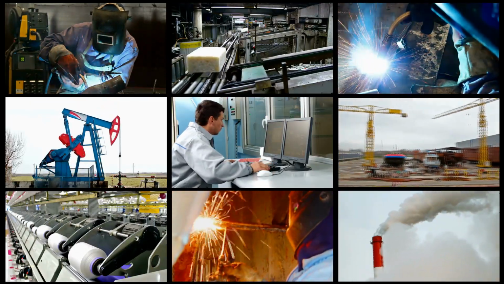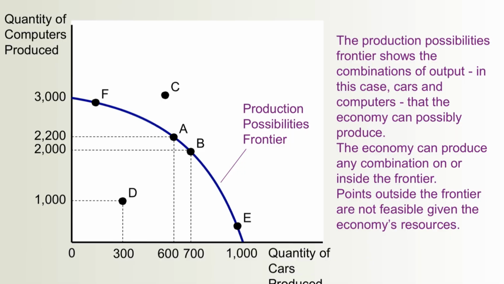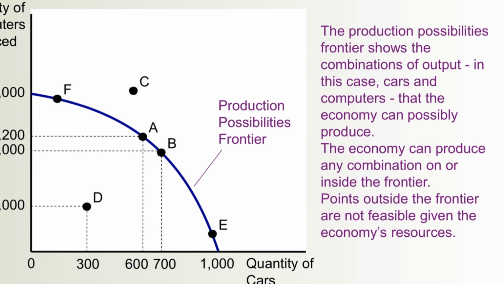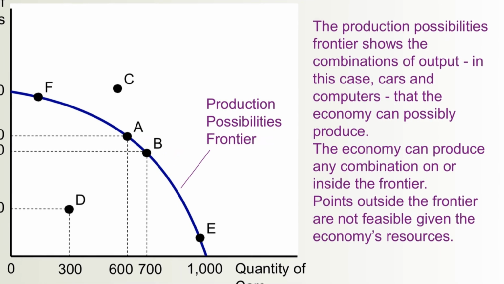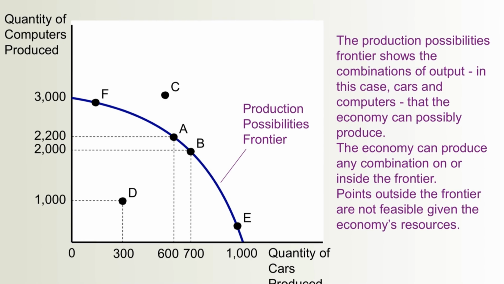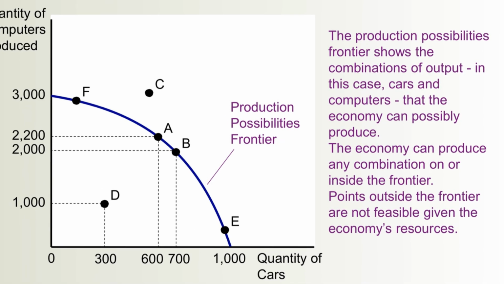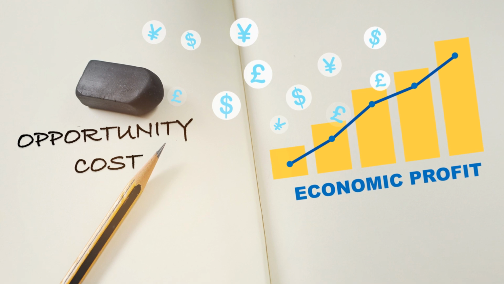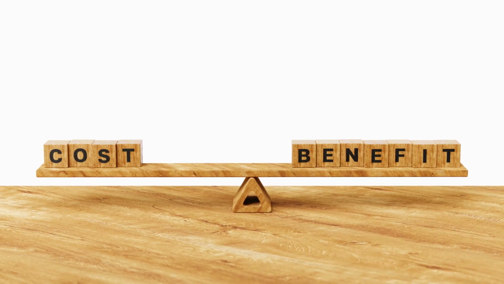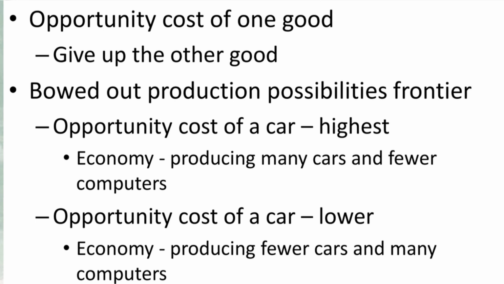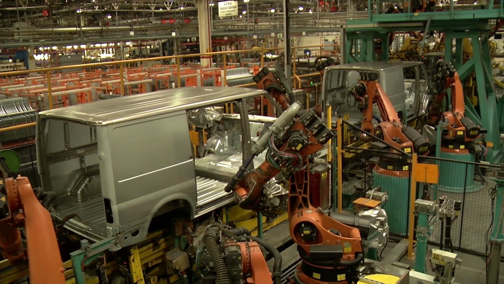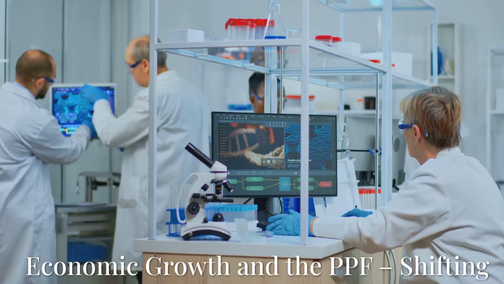Next up, the production possibilities frontier, or PPF. Picture a graph showing combinations of two goods, say cars and computers, that a country can produce with current resources. Points on the curve mean efficient, points inside mean underutilized, and moving along the curve shows trade-offs, that more of one thing means less of the other. This introduces a key concept, opportunity cost. It's not just about money, but what you give up to get something else. And well, why is the PPF curved? Because not all resources are equally suited for all tasks. Some people are better at building cars than writing code.